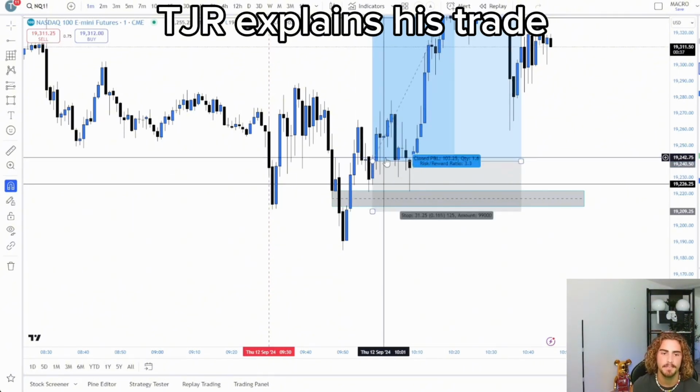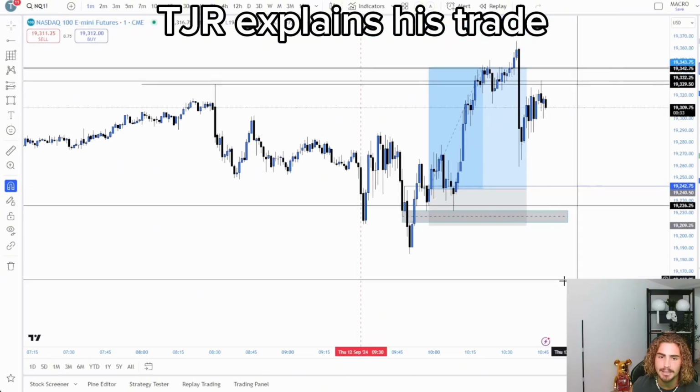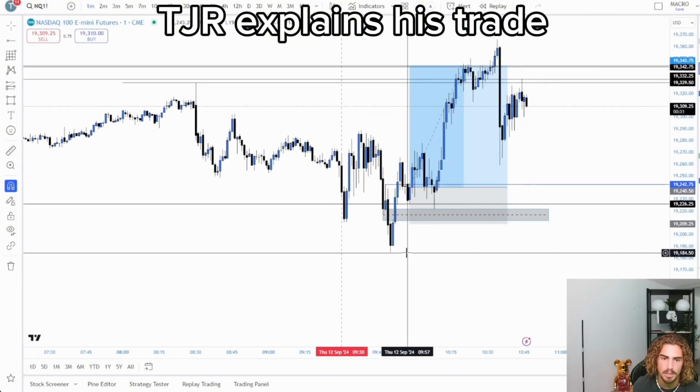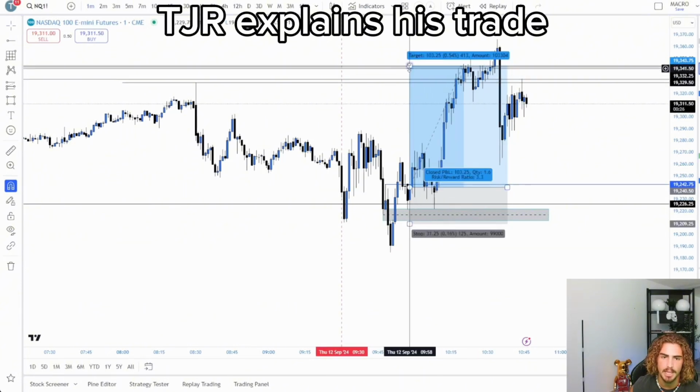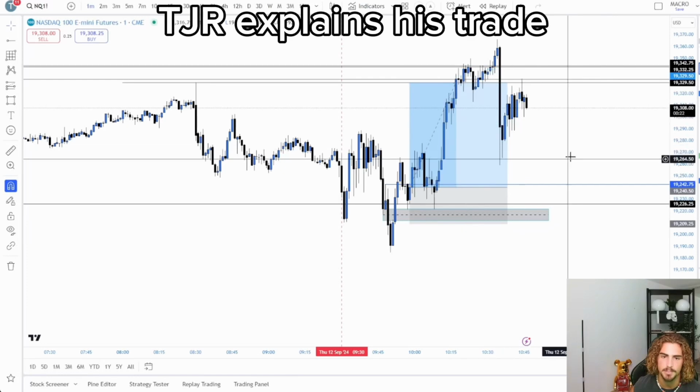I enter off of that. Stops underneath this candle's low. I could have played it a little bit more safe and put it underneath the full liquidity sweep, but I really liked the risk to reward on my first take profit. I didn't take any profits until my first take profit.